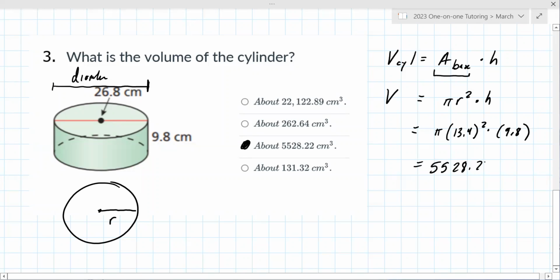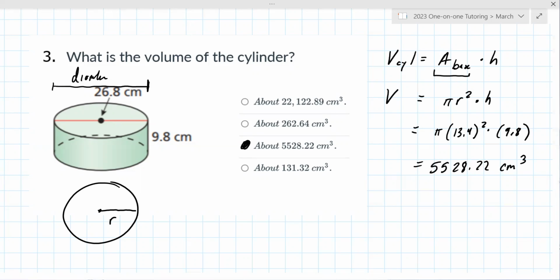5,528.22. Perfect. Centimeters cubed. So in a lot of ways you can say, well, this isn't all that hard. I mean, if you have the formula, which is true, if you know the formula, you know which one to use, it's really not that bad. You're just putting the numbers in, using the calculator.